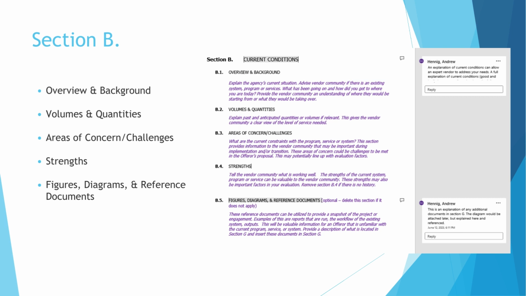Figures, diagrams, and reference documents. These documents can be utilized to provide a snapshot of the project or engagement. Examples of this are reports that are run, the workflow of an existing system, or other outputs that you currently have. This will be valuable information for an offerer that is unfamiliar with the current program, service, or system. Provide a description of what is located in Section G and insert these documents and attachments in Section G.